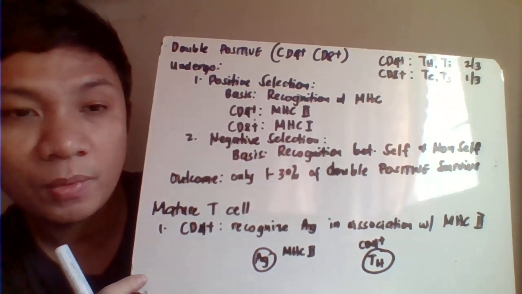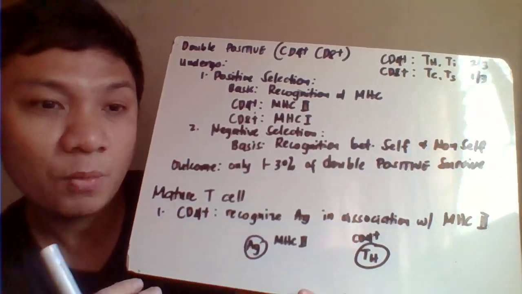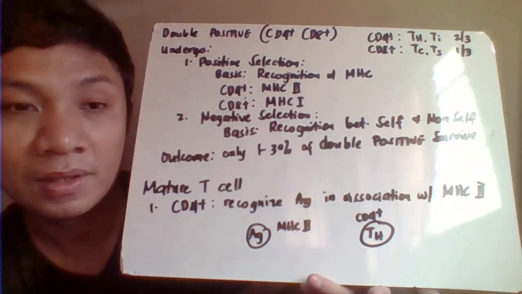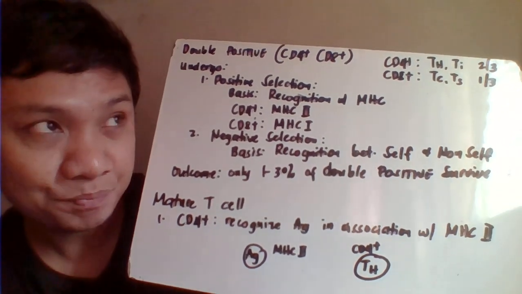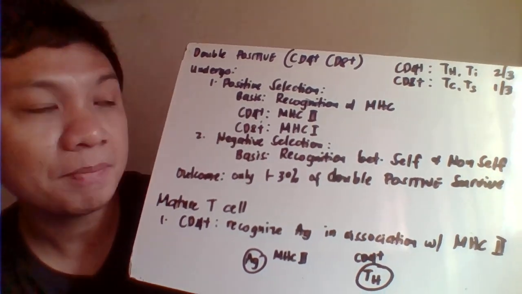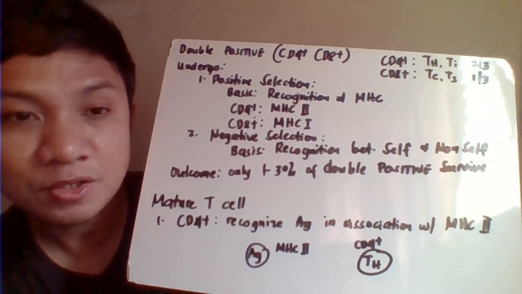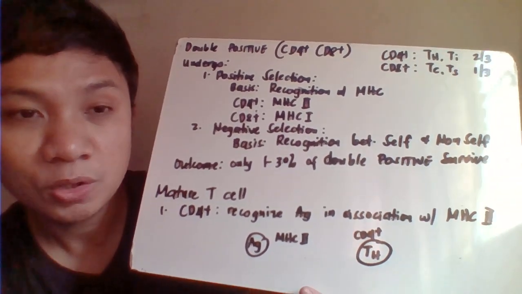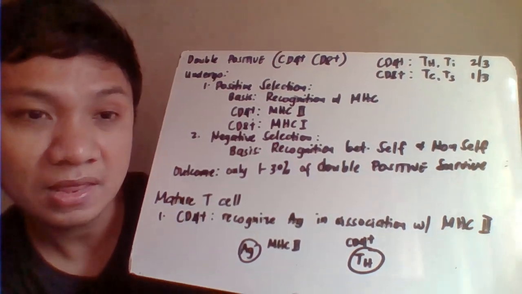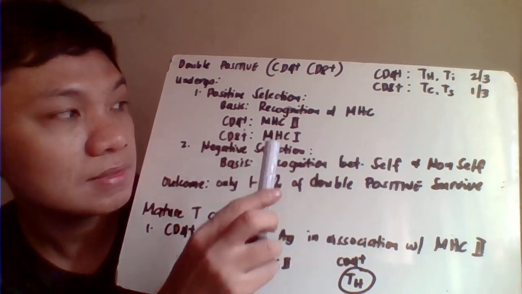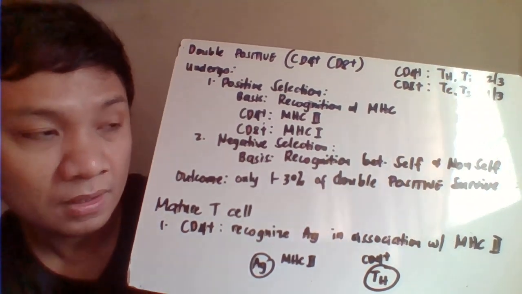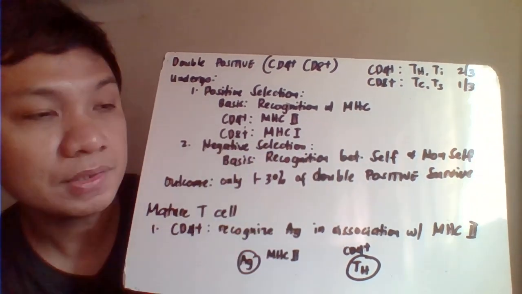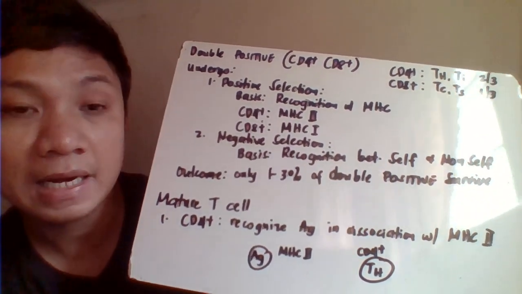Okay, then after that, once you have the double positive with a full TCR receptor on the surface, this one undergoes a selection process or a screening test. First it undergoes the positive selection process. The positive selection process selects your double positive cells by their ability to identify their respective major histocompatibility complex molecule. So if this one is your CD4 positive, it should identify your MHC class 2. If this one is your CD8 positive, it should recognize your MHC class 1.